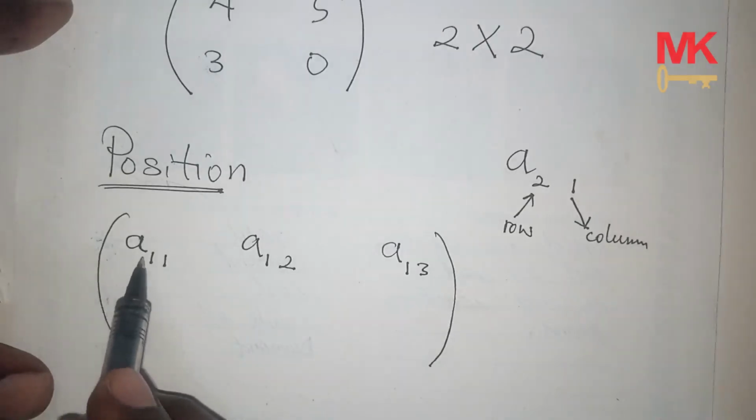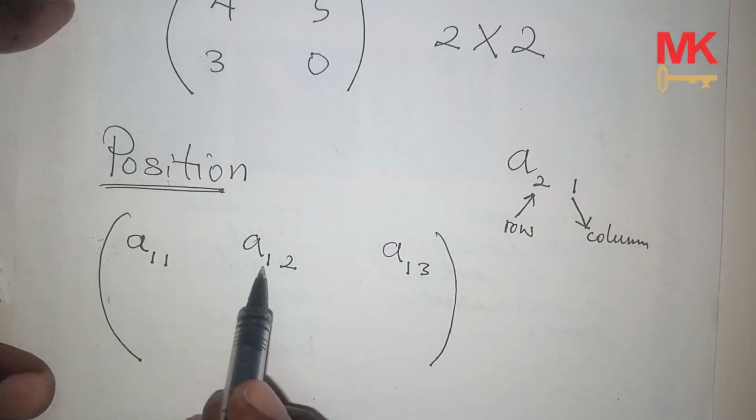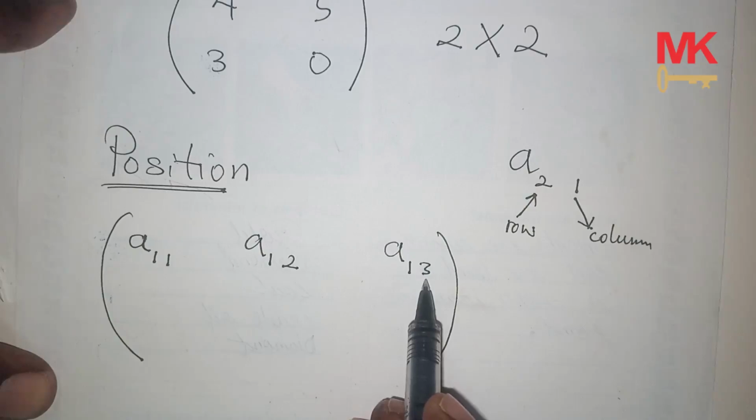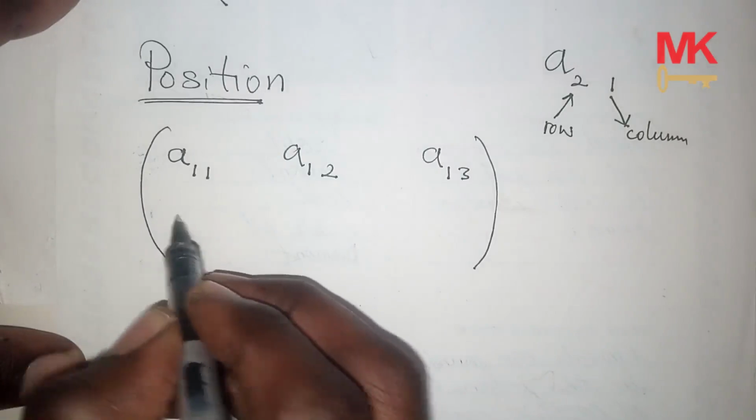This number you see here, this element A11, is in the first row and the first column. This is in the first row and the second column. This is in the first row and the third column. So similarly, we can also have something like this.